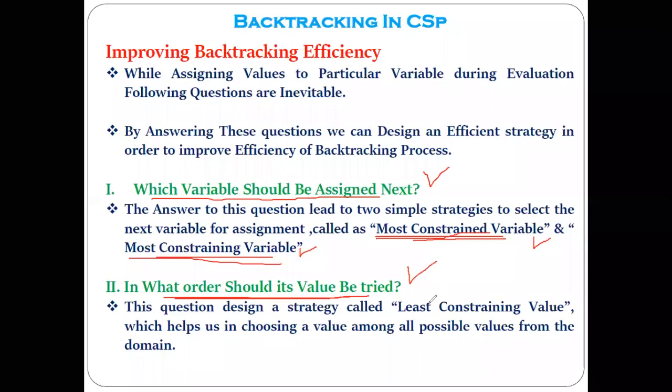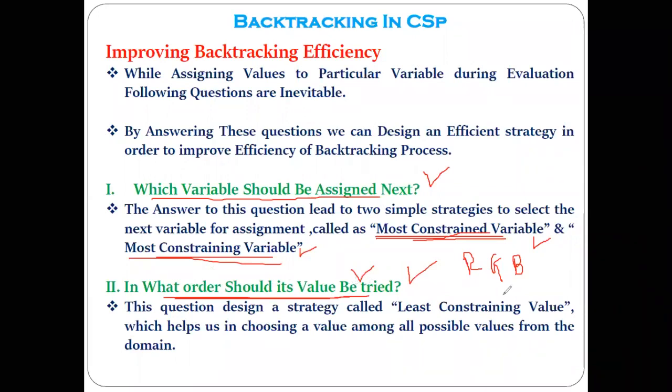For example, related to map coloring, how many values are we having? What is the domain? Three: red, green and blue. Right. See, what is the question? In what order should its values be tried?